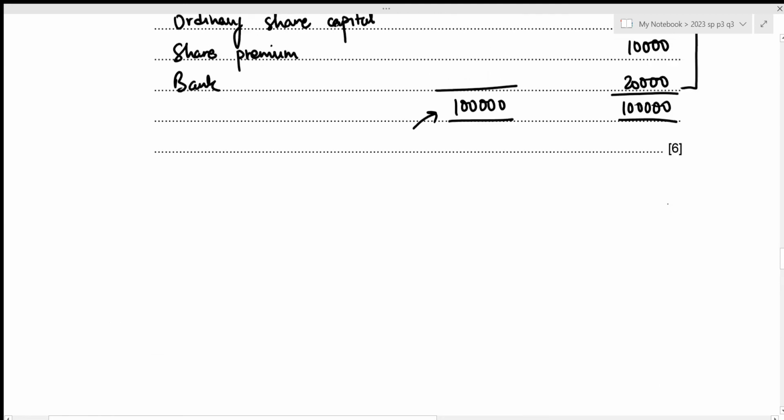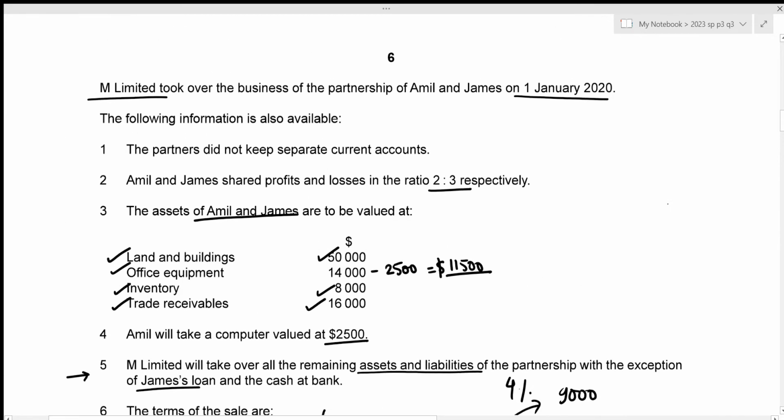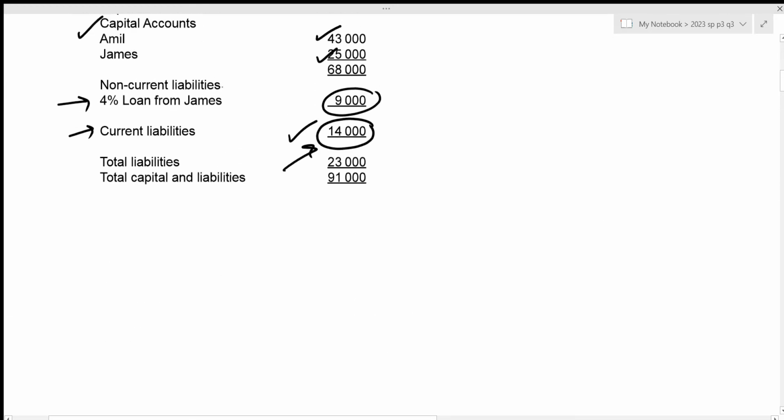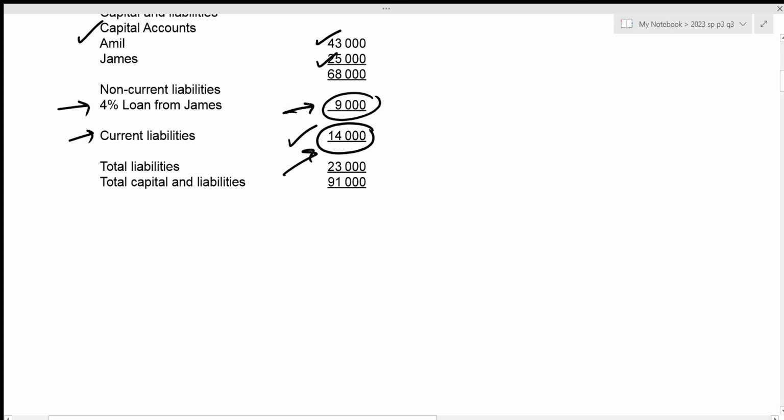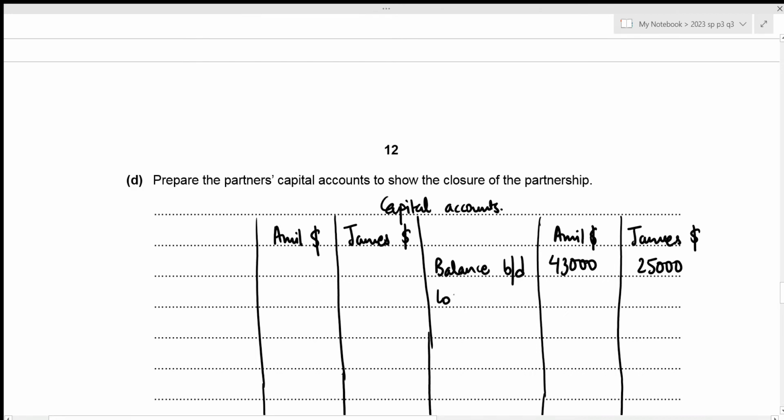Okay, then in our additional information, we were told that current accounts were not kept. So we do not need to adjust any sort of current account balances in our capital account. But remember that James had a loan of 9,000. And this loan should be adjusted in the credit side in our capital account, since the amount that James should receive is now being increased by 9,000. Let's write it down. So that's loan for James, which was of 9,000.